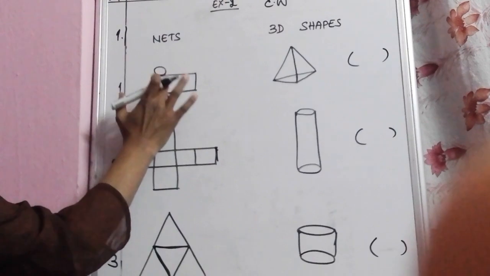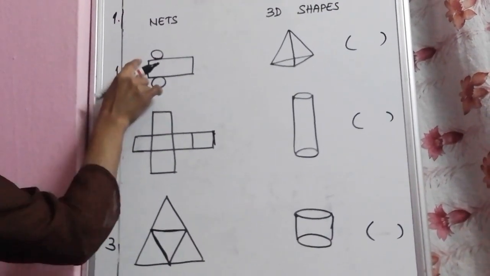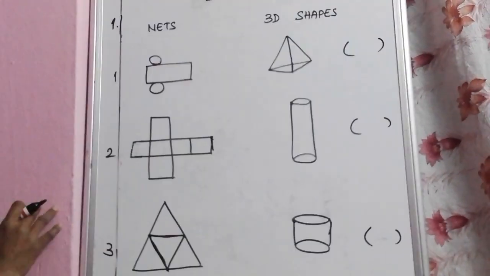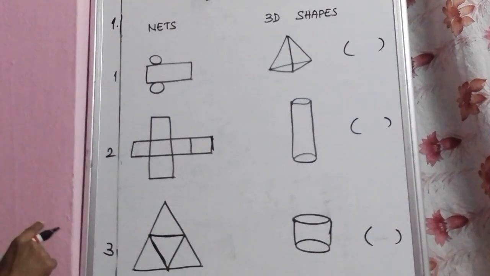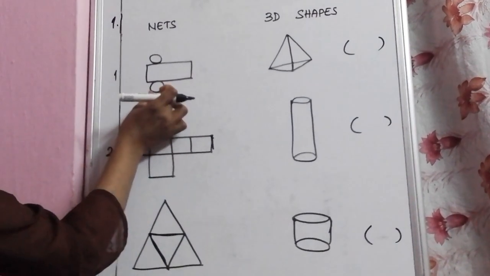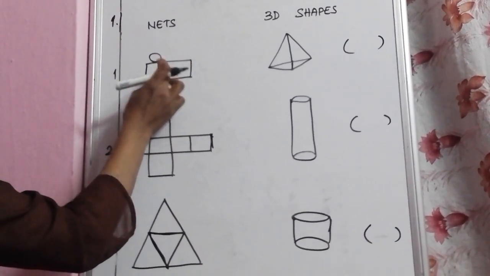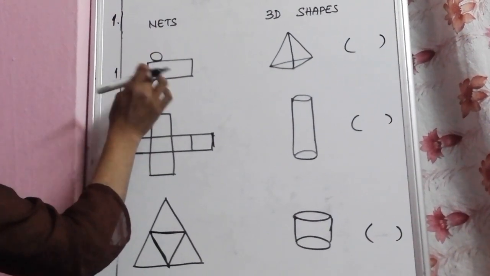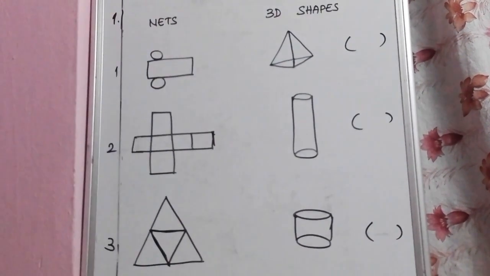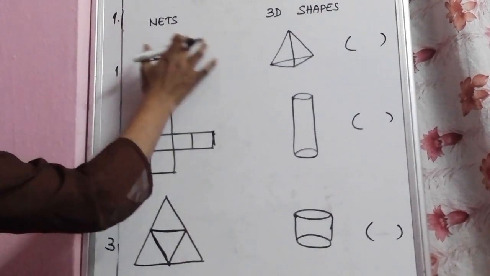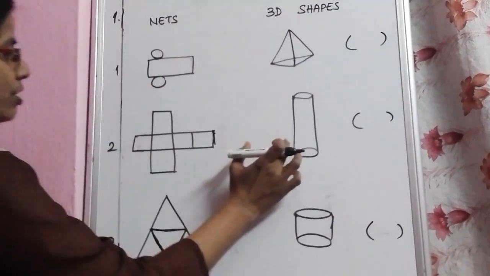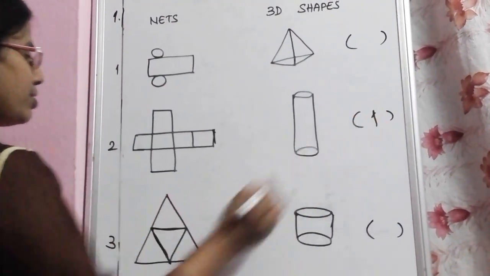After doing this, now you get the first picture. So here you can see that there is a rectangle and 2 circles are given. So this net, if we roll this you are going to close this side and this you are going to close this side. So the geometric shape formed for this is a cylinder. So number 1 is here.